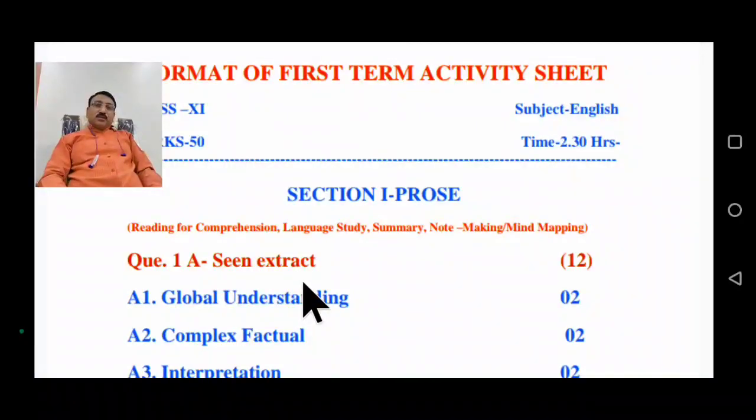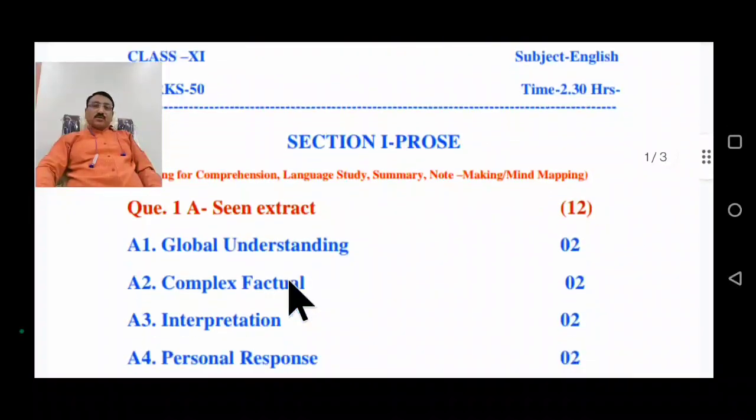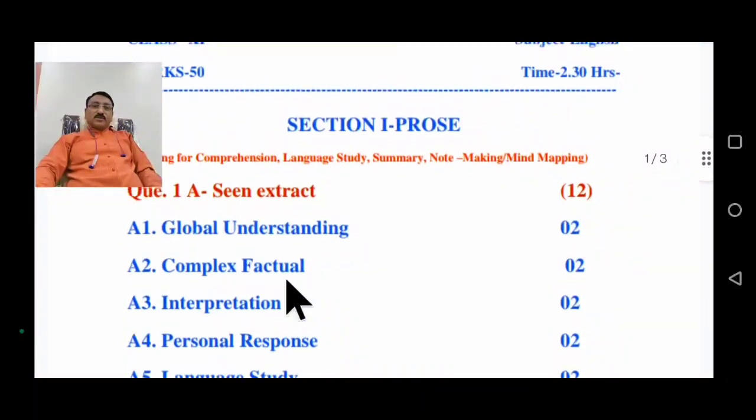Students, in this question you will have a seen passage. Seen passage means you have studied in the classroom the passage from the textbook. We can also call it a textual passage. Below this passage you will have 6 activities. Let us discuss one after another.